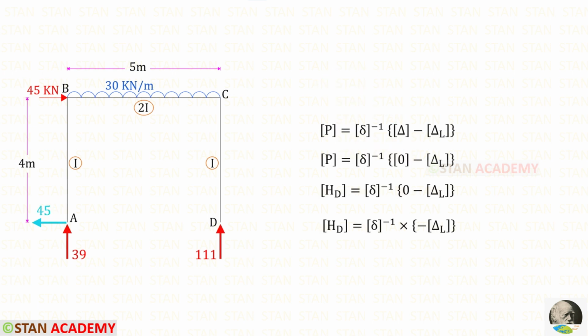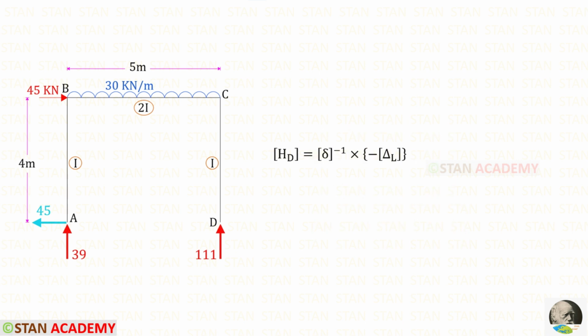We know the equation which is used in the flexibility matrix method. Here P will be HD because that is the one we have released. At point D, there is no horizontal yielding of the support. In this case, delta will be 0. We know that the 0 matrix is 0. Finally, we will get this equation. To find these two, we are going to use the unit load method.